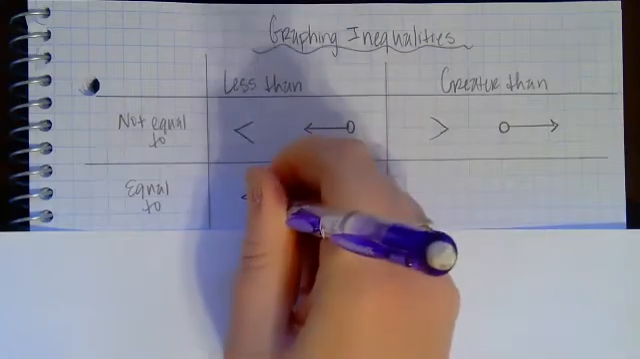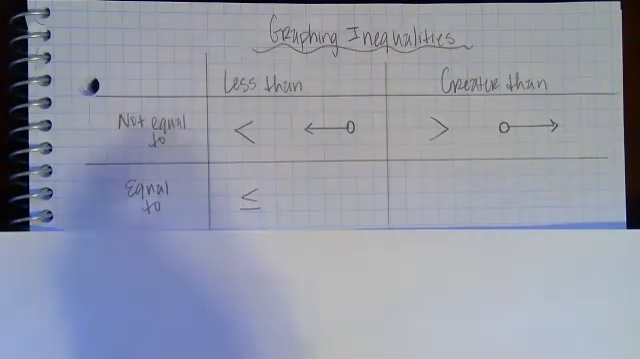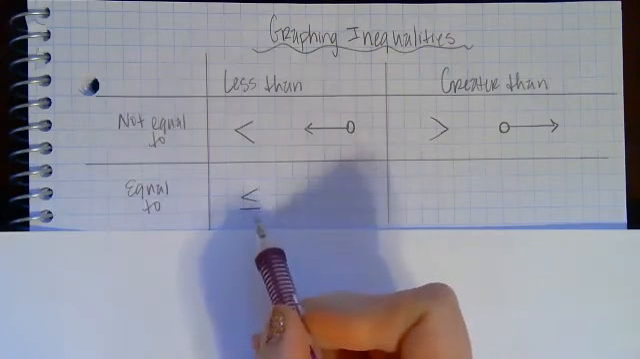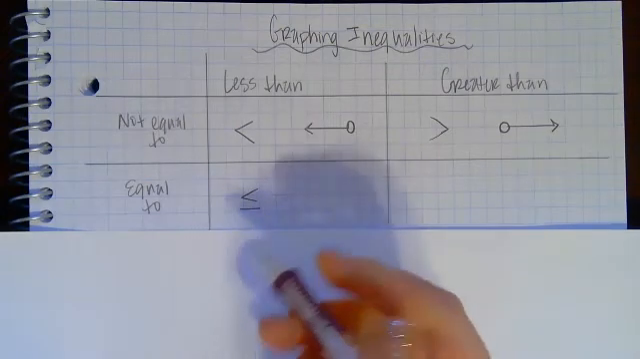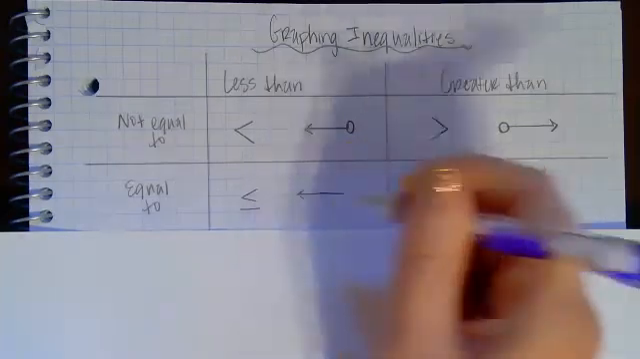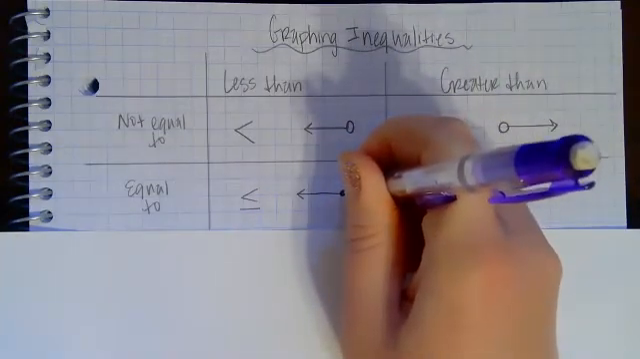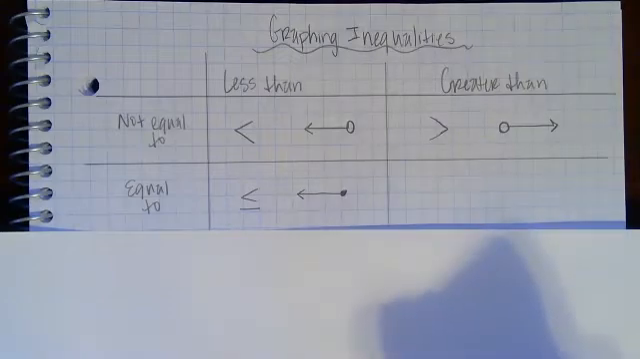That looks the same way, but then there's a line on the bottom that shows that it's equal to as well. So if it's less than or equal to 7, that means it could be 7 or it could be less than 7. So that's going to look the same way. It's still pointing this direction because those are the numbers that are getting less that way. But it's going to be a filled in circle because it could be equal to it.